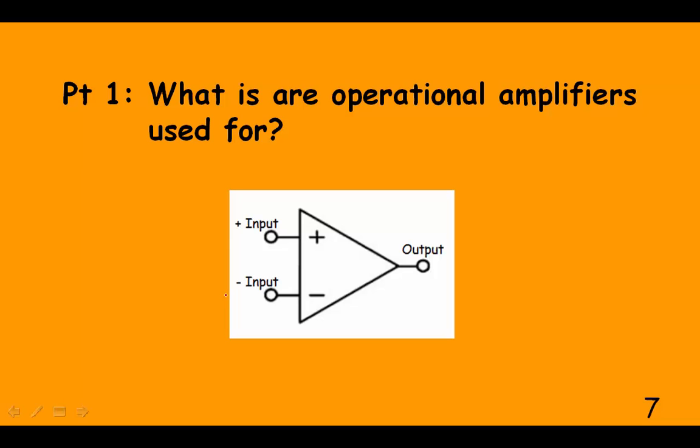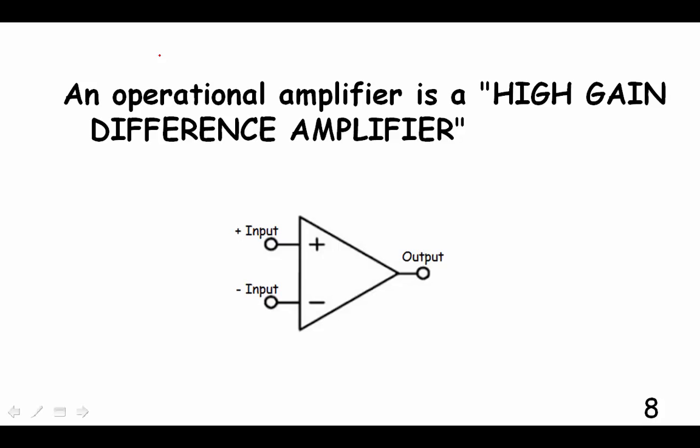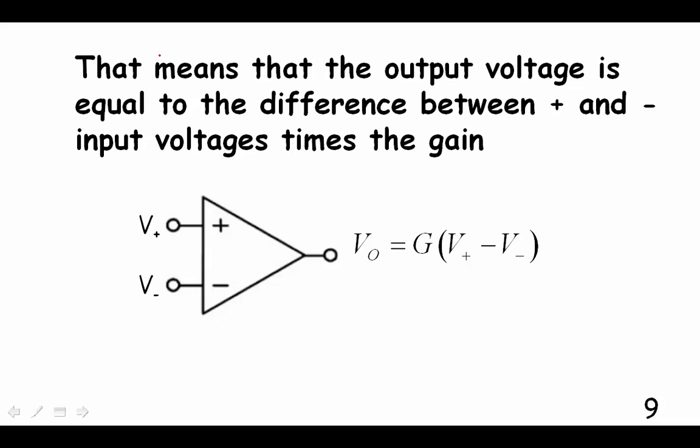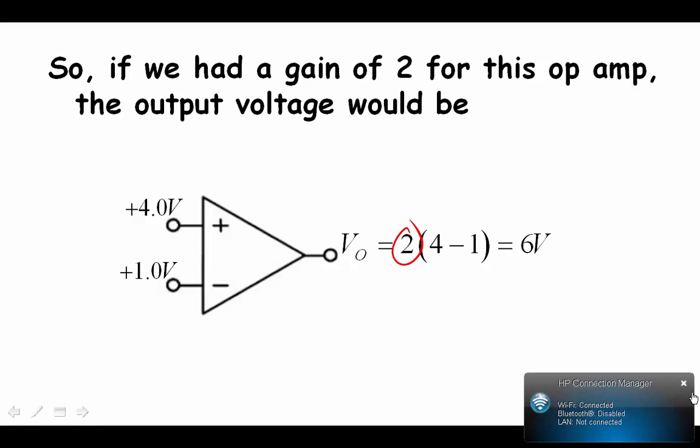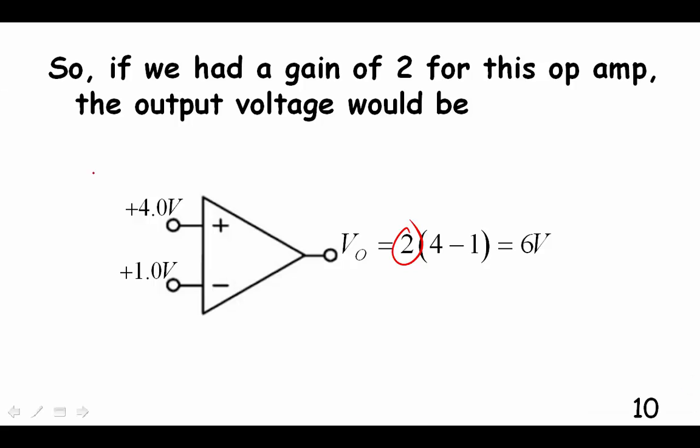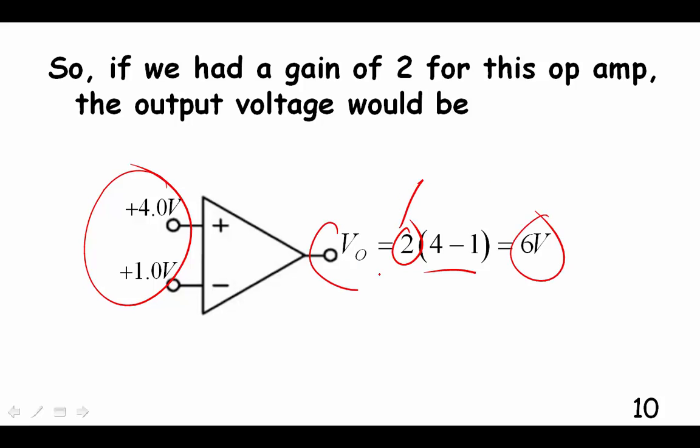Well, what are operational amplifiers used for? An operational amplifier is a high gain difference amplifier. What that means is that the output of the amplifier is equal to whatever the gain of the amplifier is times the difference between these two pins on the op amp. So if we had a gain of 2 and we had these two voltages on the input, the difference is 3, multiplied by the gain, we get 6 volts on the output.